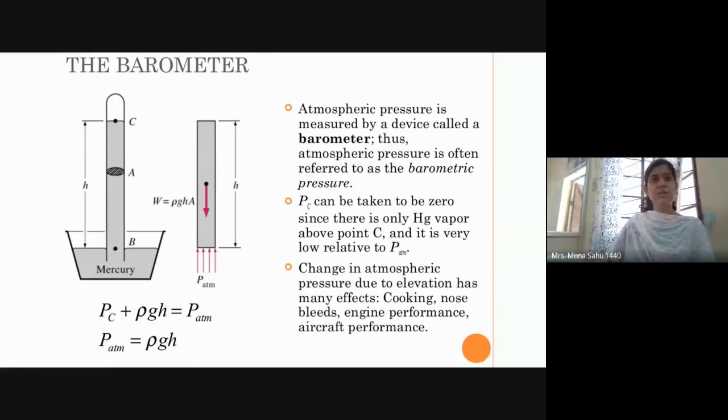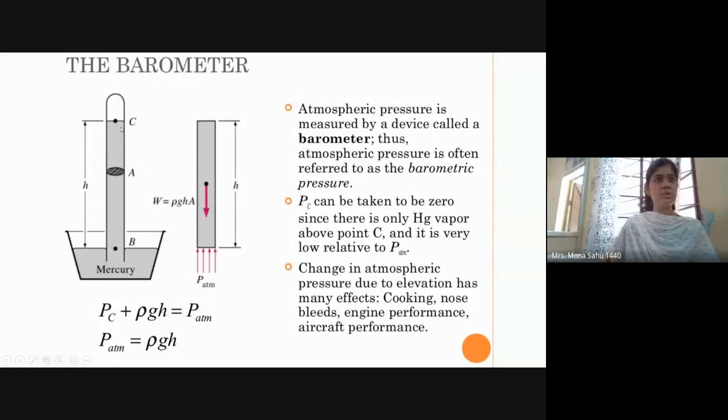Okay, so atmospheric pressure is measured by a device called a barometer, and it is also known as barometric pressure. Now, if you see this particular diagram, there is point B and there is point A, and A is denoting the area. All of you know that the area of the tube has no connection with the atmospheric pressure. It's only the height which is important here. Now in this, there is also mercury.